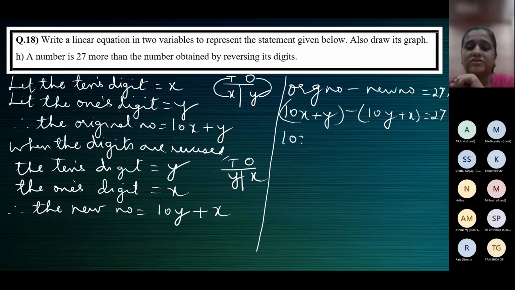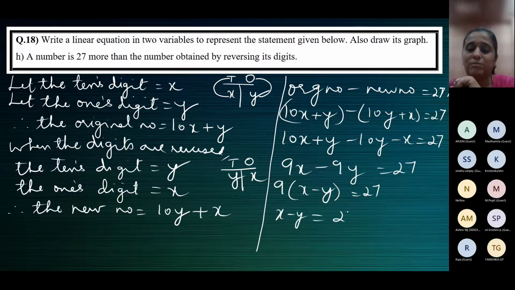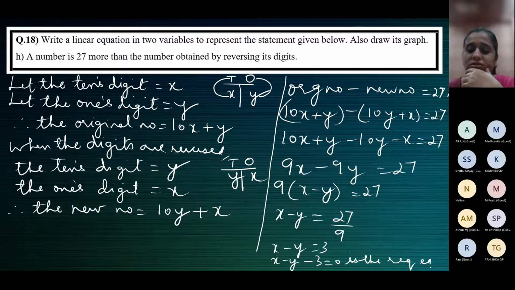So now 10x plus y minus 10y minus x is equal to 27. So 10x minus x is 9x, minus 10y plus y is minus 9y, is equal to 27. You have to take 9 common. x minus y is equal to 27 by 9. x minus y is equal to 3. x minus y minus 3 is equal to 0 is the required equation.